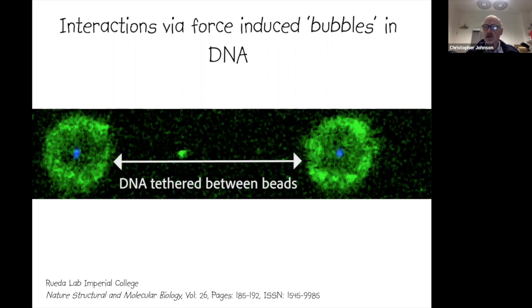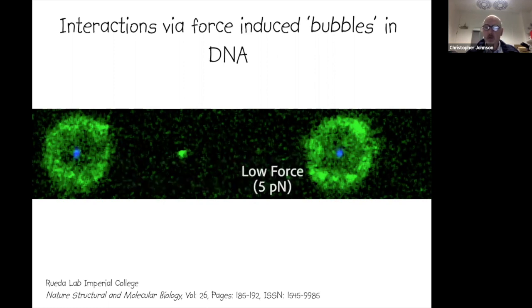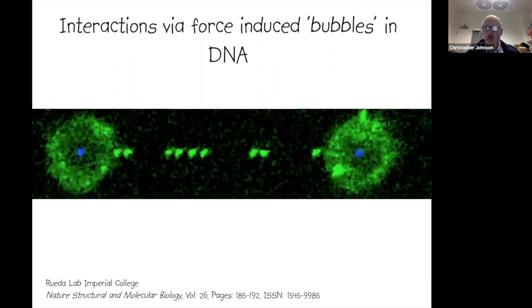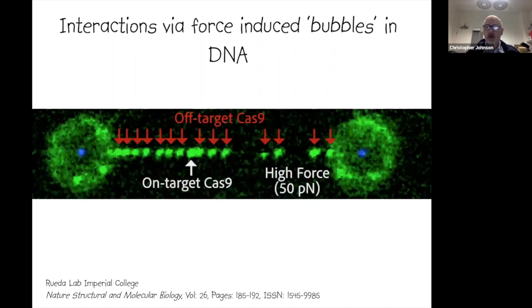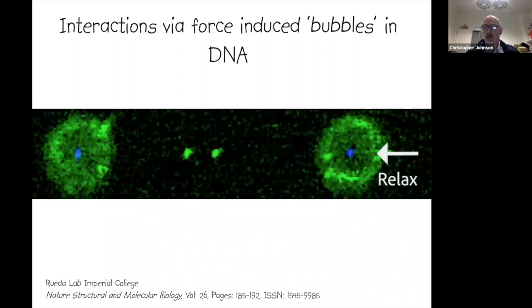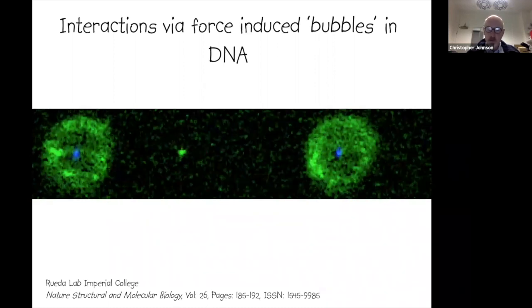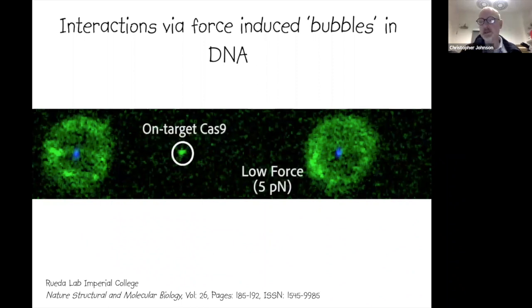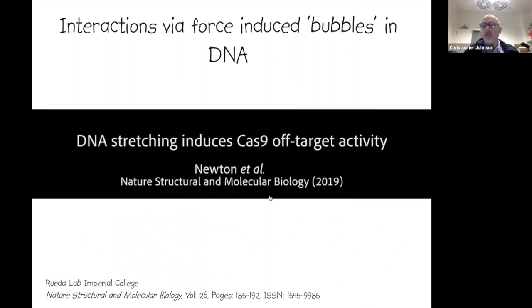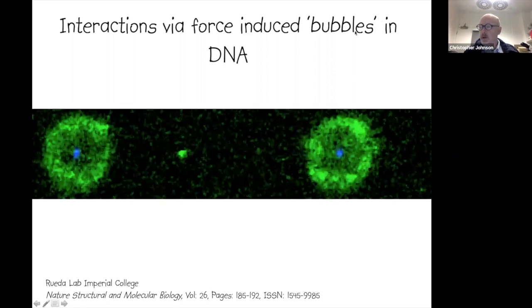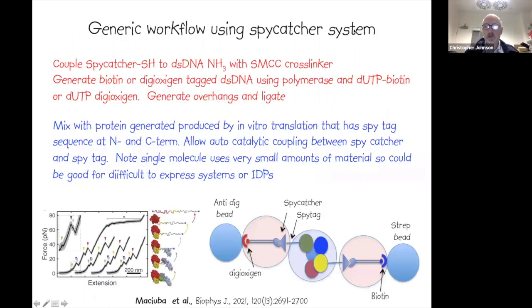In this case, Cas9 is carrying this green label. So here you see at low force on-target binding, then as they start to apply the force, they see the recruitment of a lot more Cas9 to the DNA, and this is occurring at off-target sites. Very interesting paper, well worth a read, and there's a lot more detail in how they evoke the idea that the DNA is bubbling to allow this off-target binding.